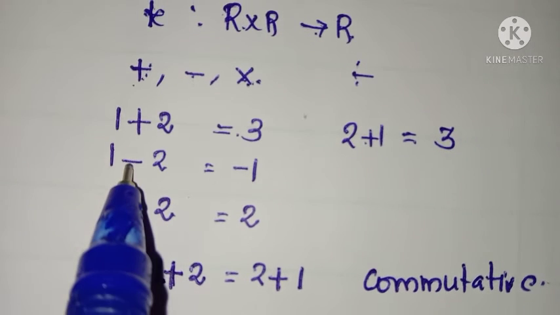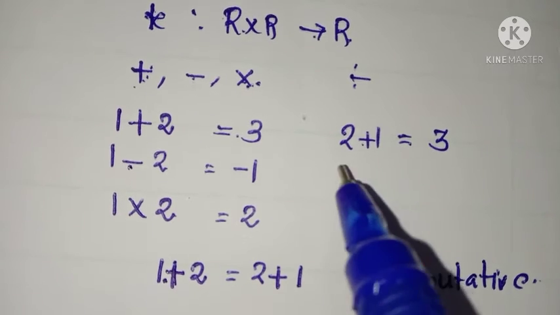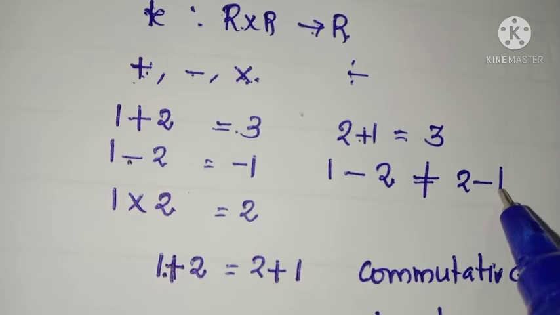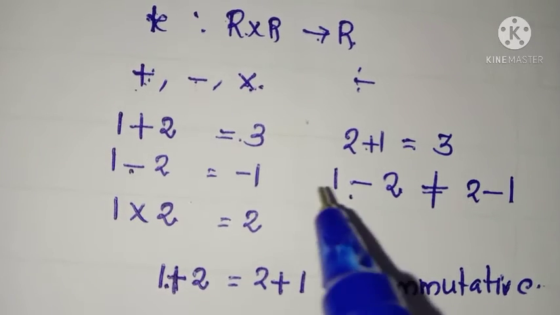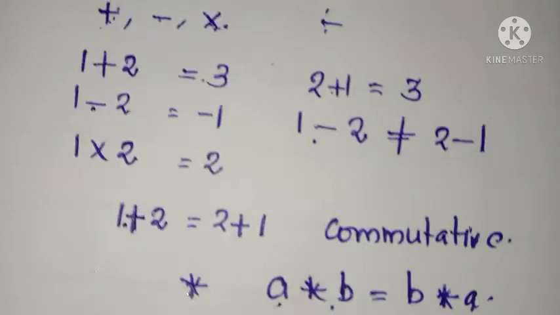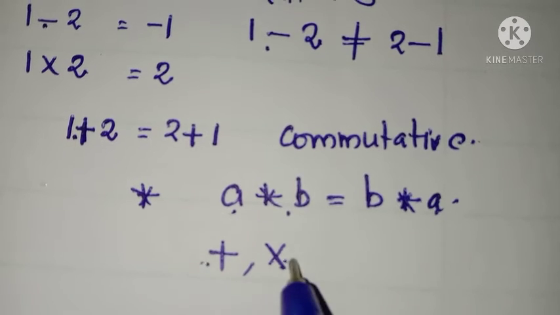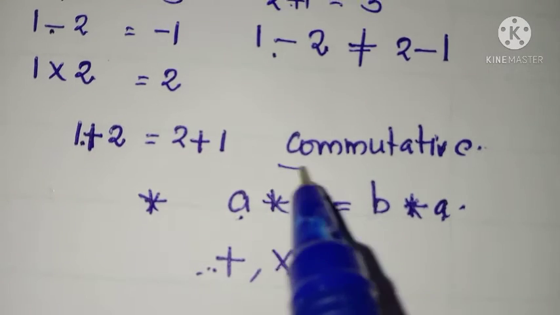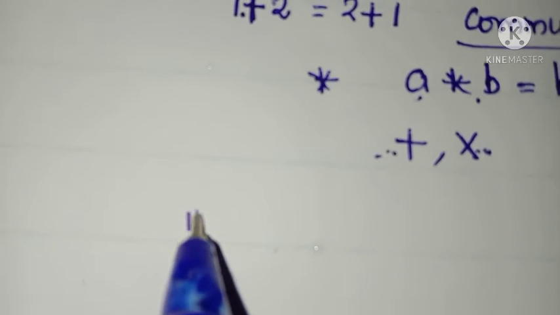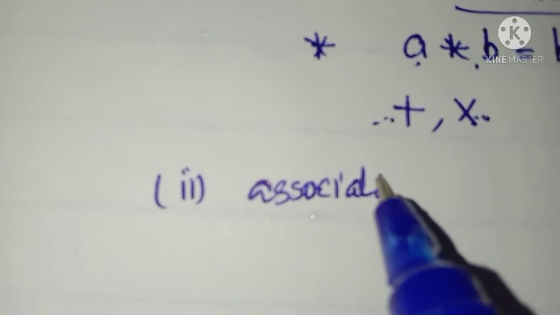What about subtraction? Does it satisfy the commutative property? No, because 1 minus 2 is not equal to 2 minus 1. So subtraction is not commutative on the set of all real numbers. So we can say addition and multiplication, these two binary operations, satisfy the commutative property on the set of real numbers. Let's see the next property, the associative property.